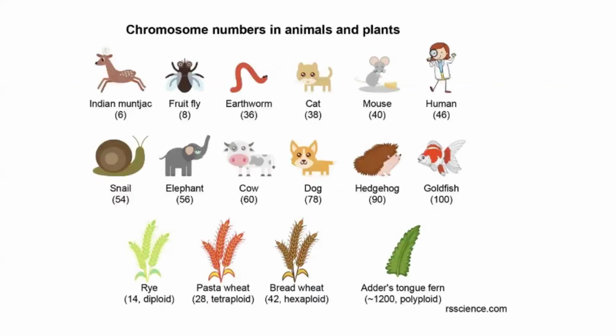So we have 46 chromosomes, 23 pairs. But it turns out the number of chromosomes an organism has is not related to its size or anything like that. Goldfish, for example, has 100 chromosomes. And some of the plants have up to thousands of chromosomes in some cases. There is seemingly no correlation between the size of the organism and how much genetic material it has.